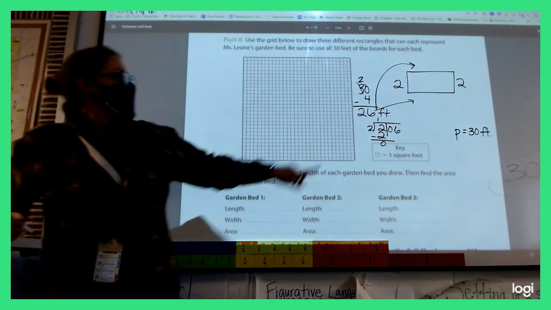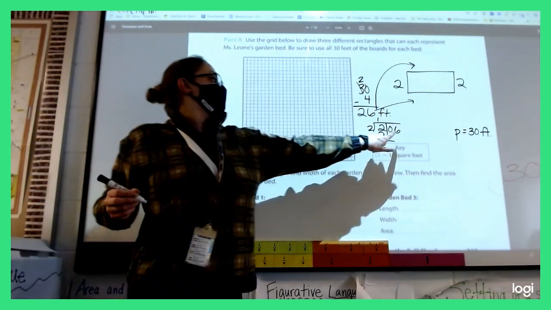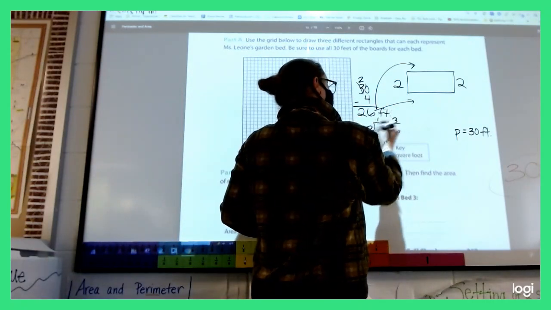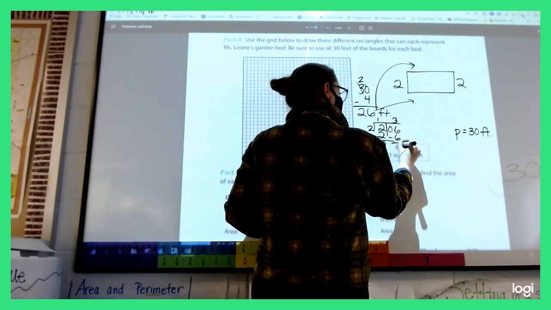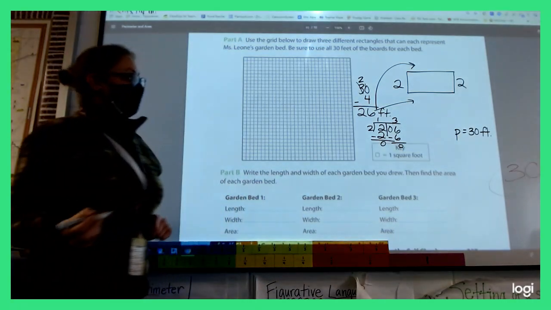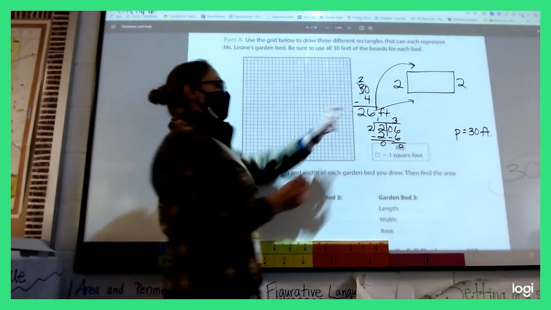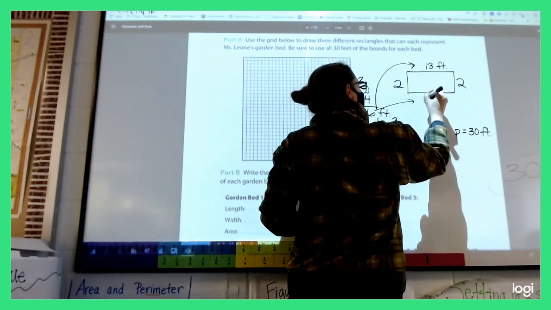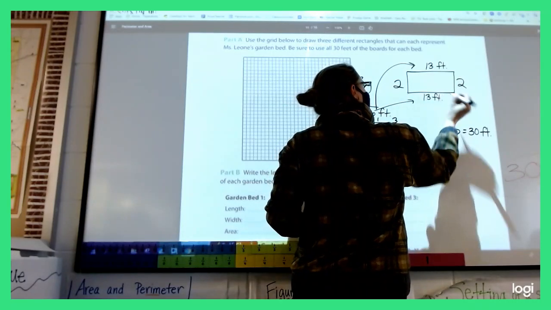All right, now, someone different that's not answered. How many 2's will go into 6? No going over. 3. 3 times 2 is 6. 0. So, when we split 26 in half, we're going to end up with 13 feet on the top and 13 feet on the bottom.